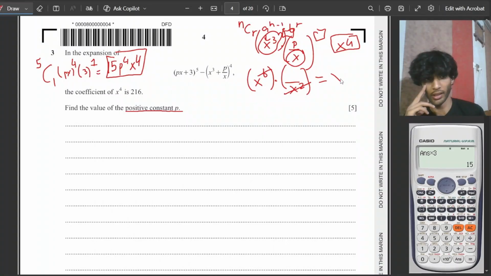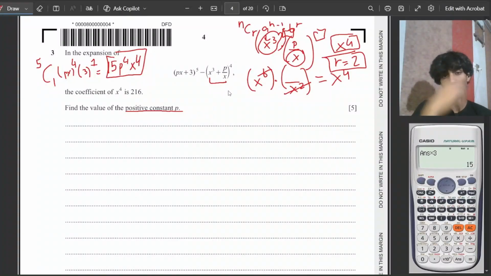What do I get? I get x to the power 4. So that means my r should be equal to what? My r should be equal to 2. That's what I'm looking for. So for this second term right over here, I'm looking for my r term to be equal to 2.